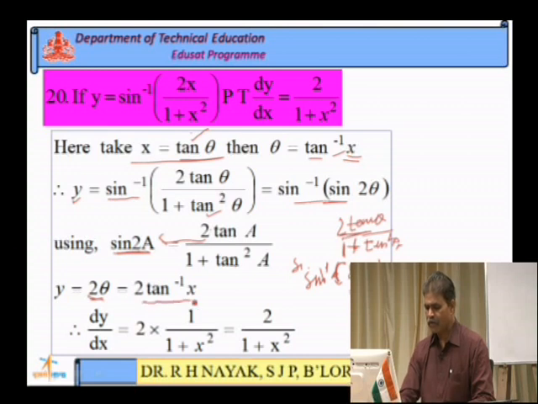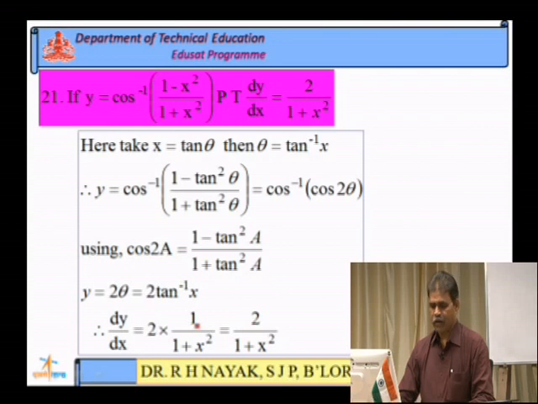You differentiate this: y is equal to 2 tan inverse x, dy by dx is equal to 2 into the differentiation of tan inverse x, which is what? 1 by 1 plus x square. Finally, it is 2 by 1 plus x square, that is our proof.